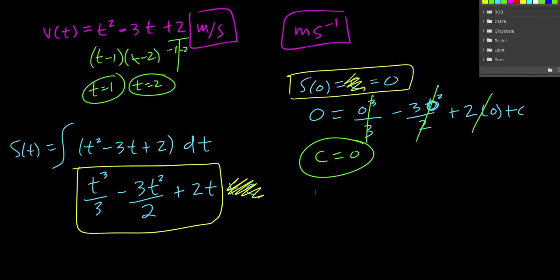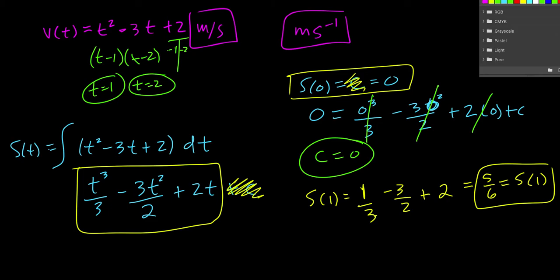Now s of 1, we're going to plug in a 1. So 1 cubed is just 1. 1 squared is just 1. 1 times -3 is -3. And plugging in a 1 right here, we get a 2. If I go through the process of doing this, that's just going to be 5/6. So s of 1 is 5/6.